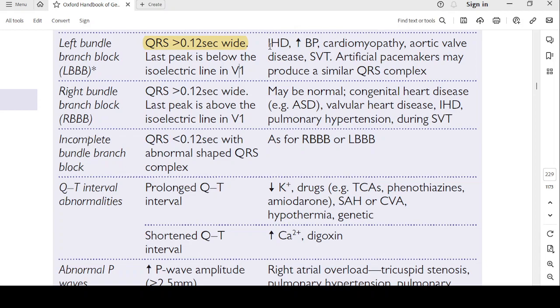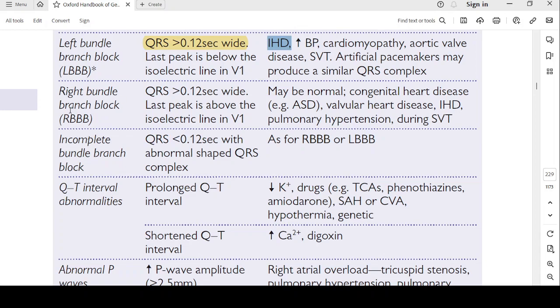So IHD, causes of left bundle branch block is mostly related to myocardial infarction. So ischemic heart disease, either high BP, cardiomyopathies, aortic valve disease, SVT, supraventricular tachycardias. Artificial pacemakers may produce a similar QRS complex.